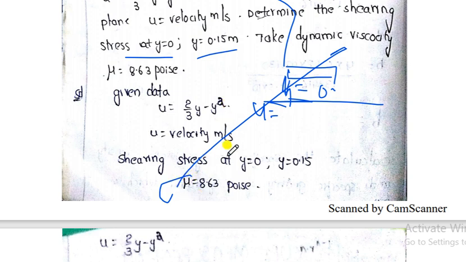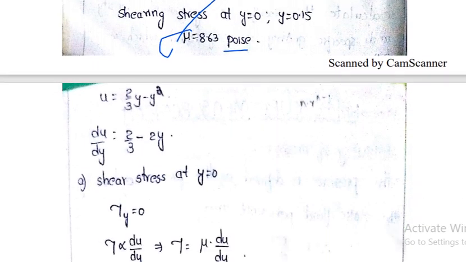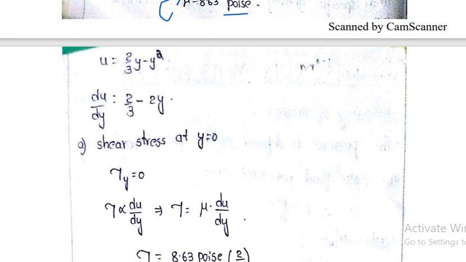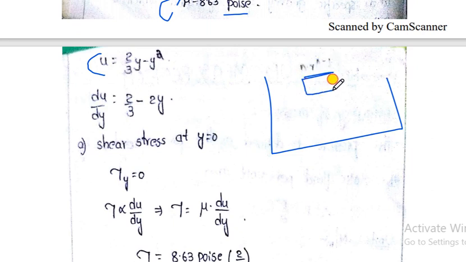Here the dynamic viscosity is given 8.63 poise. It is in poise, then we must convert this poise into SI unit, and I have told you 1 poise is nothing but 1 by 10 Newton second per meter squares. So if we differentiate this with respect to y, as I have explained previously, the distance is y and this one is dy, right. So we have to find out du by dy.